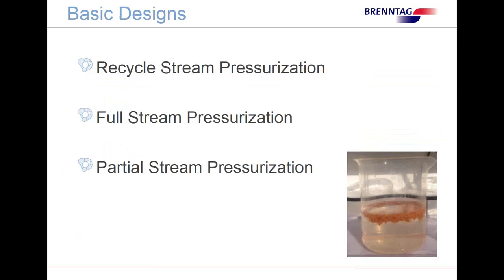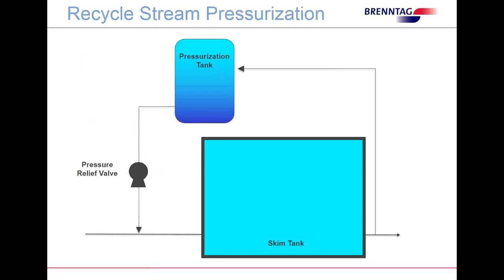So there's three types of DAF units: recycle stream pressurization, full stream pressurization, and partial stream pressurization. And we'll go through each of these to get a basic understanding of how each works.